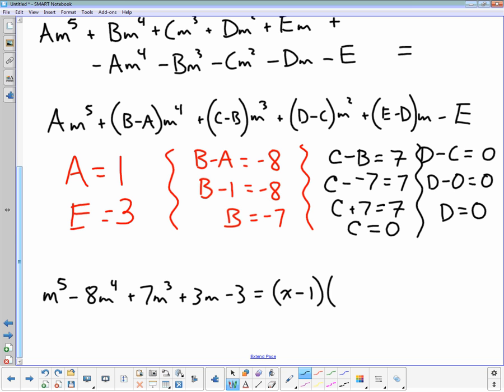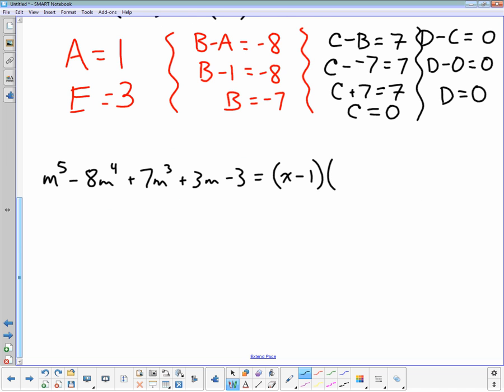What you're saying is that I have polynomial times constant equals polynomial times constant, so I just cancel out the constants. Let me finish writing this and then I'll show you. This would be x to the fourth minus 7x to the third plus no x squareds plus no x's plus 3. Right?